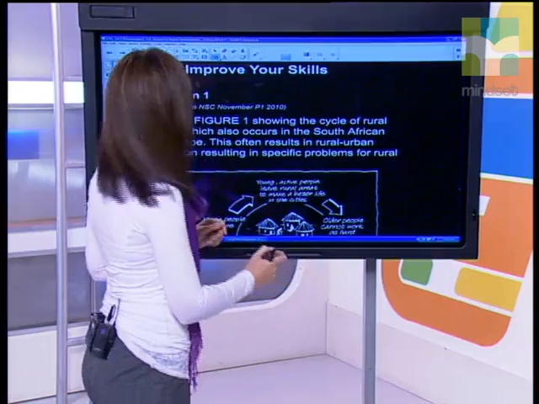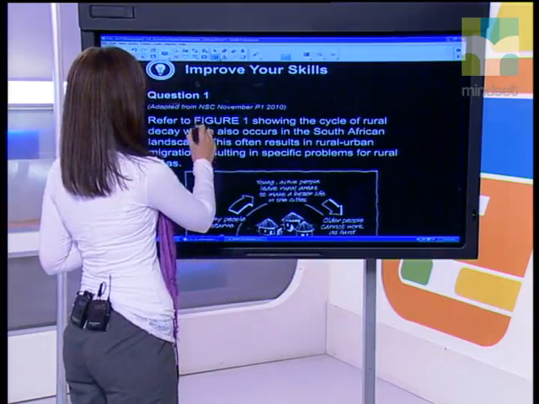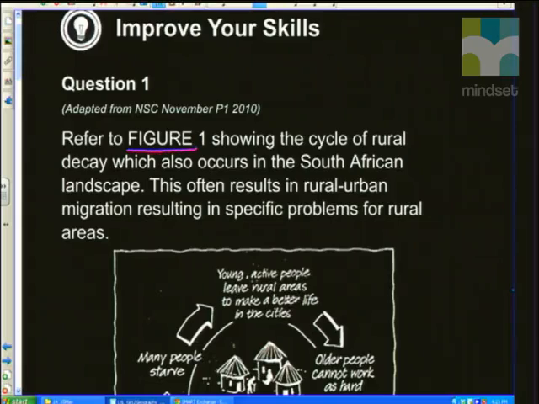But now it's time to get back to the lesson. We have a look at the first question. They give you figure 1, and it's showing the cycle of rural decay, which also occurs in the South African landscape. This often results in rural-urban migration. Remember, people leaving rural areas to move to more cities and towns, resulting in specific problems for rural areas. Let's have a look at the diagram.